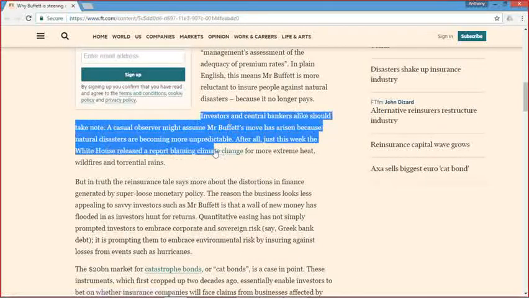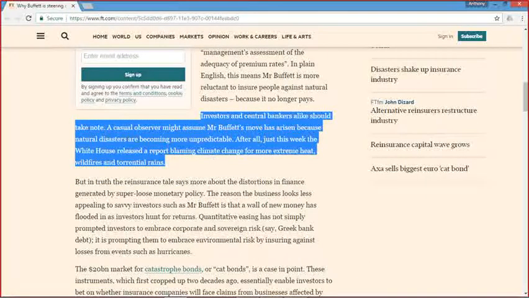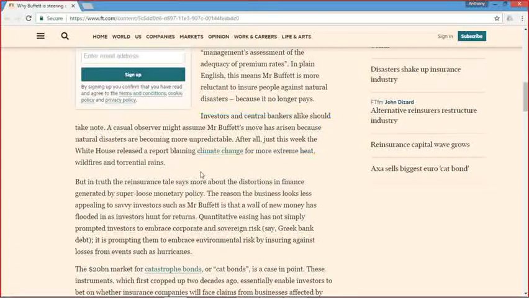Investors and central bankers alike should take note. A casual observer might assume Mr. Buffett's move has arisen because natural disasters are becoming more unpredictable. After all, just this week, the White House released a report blaming climate change for the more extreme heat, fires, and torrential rain. So do you agree? This particular product is relating to an event, and what is the event? It's a natural disaster, hurricane, earthquake, or other.